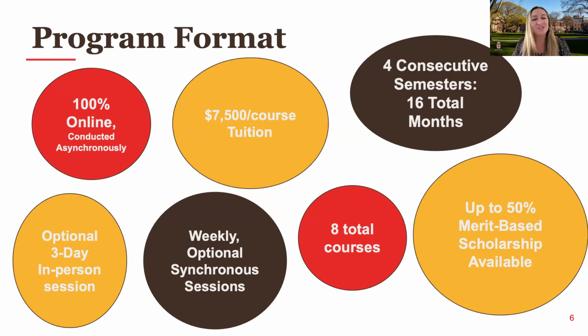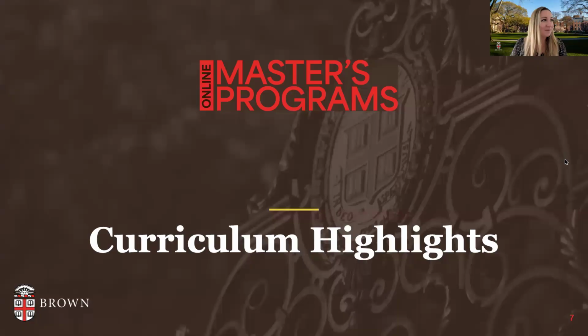Tuition is going to be $7,500 per course, and that is 8 total courses. So 2 courses per semester for 4 consecutive semesters, and that'll be 16 total months. We do offer up to 15% merit-based scholarships as well, and those are first come, first served, and they are not guaranteed, but we do offer them whenever the committee reviews your application. They will also review you for that scholarship. So you are automatically put in the running for those scholarships, but again, they are first come, first serve.